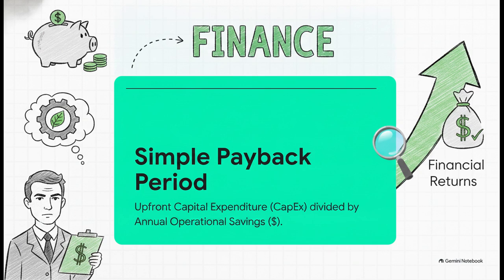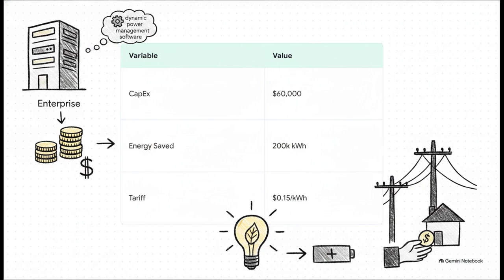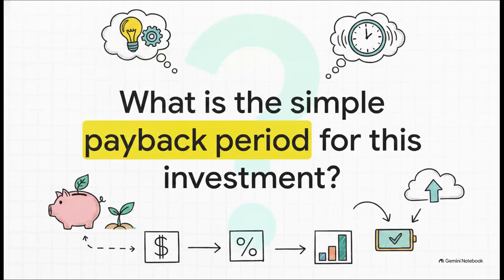You've got to memorize this because CFOs, as much as we love them, don't approve environmental goodwill, they approve financial returns. Literally every green IT initiative has to present a rock-solid business case. Let's put this into practice with a very realistic exam scenario. Imagine an enterprise is investing in some dynamic power management software. The CapEx is $60,000. The expected annual energy saved is 200,000 kilowatt hours, and the local electricity tariff is 15 cents per kilowatt hour. So based on those variables, what is the simple payback period here?